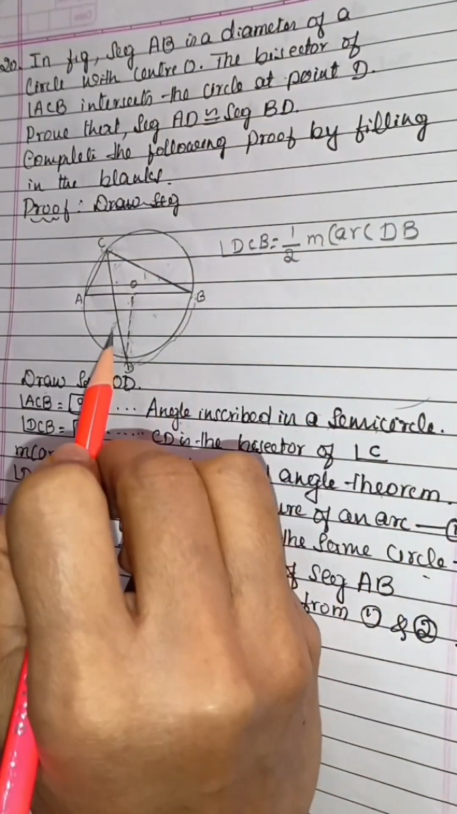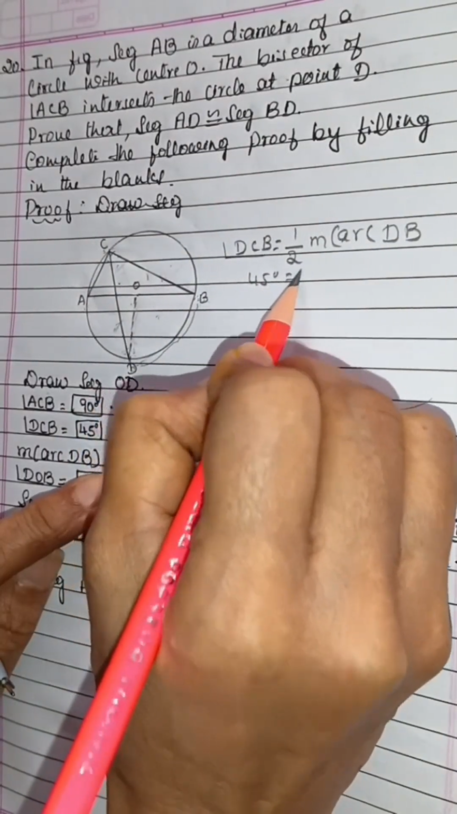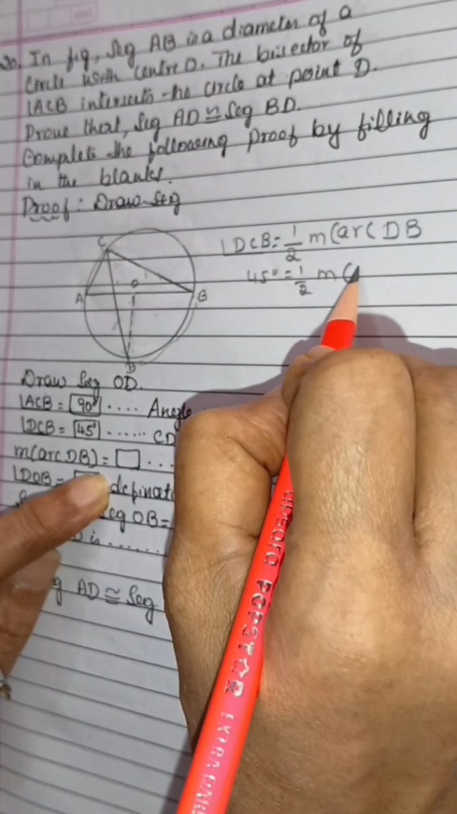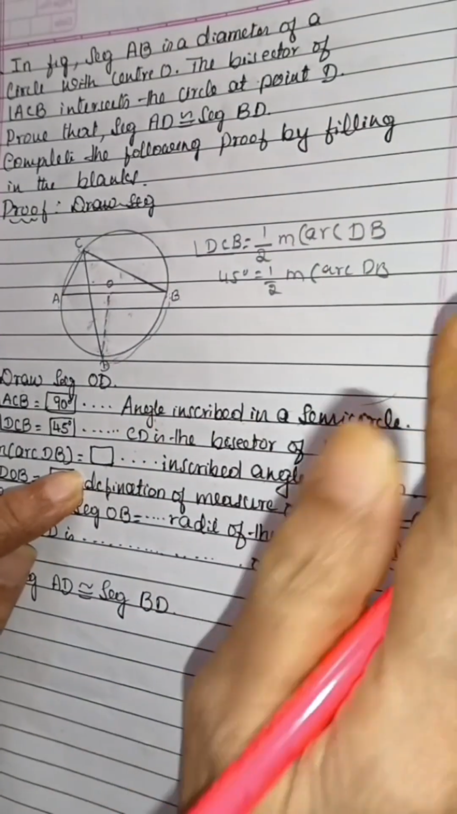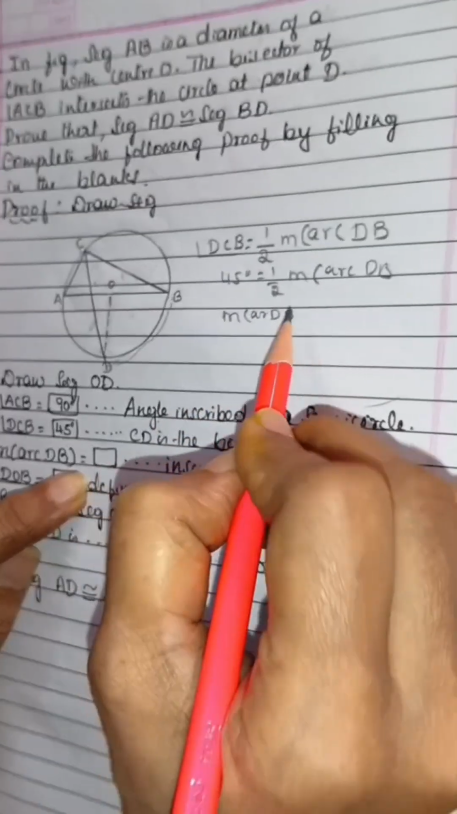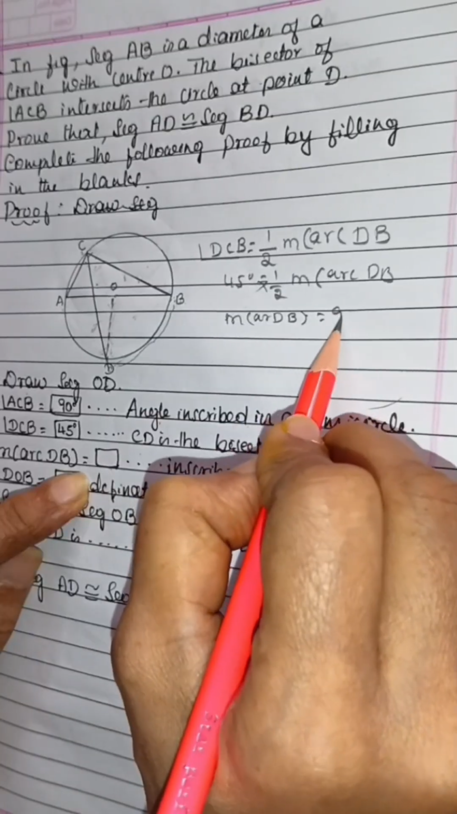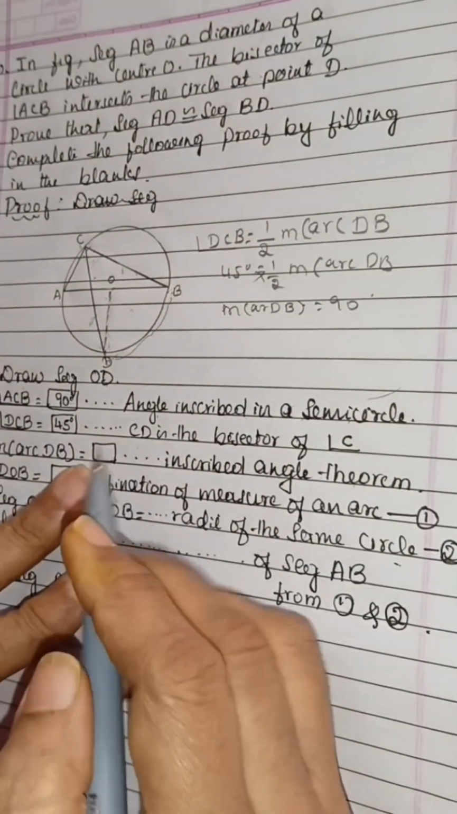So therefore DCB, how much? Here DCB is 45 degrees, equal to 1 by 2 of the measure of arc DB. Measure of arc DB we have to find out. Therefore, by cross multiplication, 45 multiplied by 2 is again 90, no? Therefore my measure of arc DB is 90 degrees.